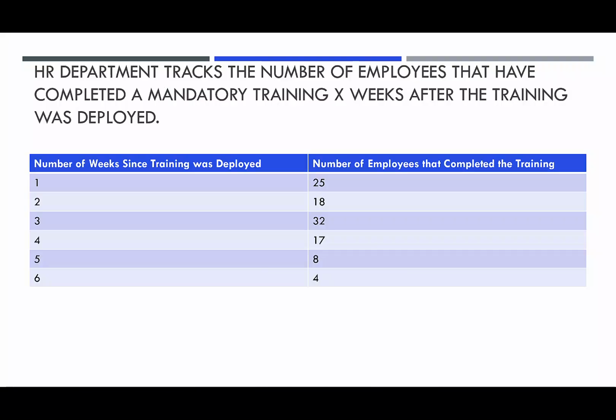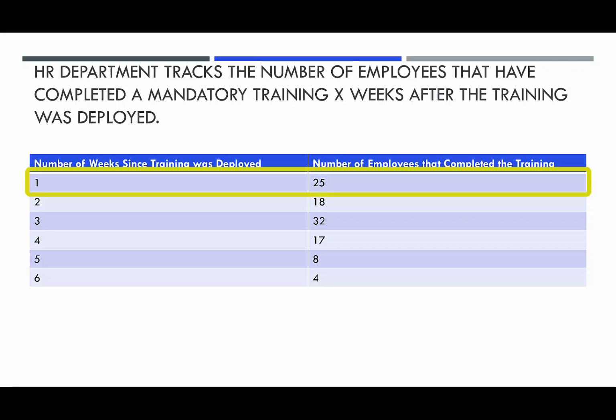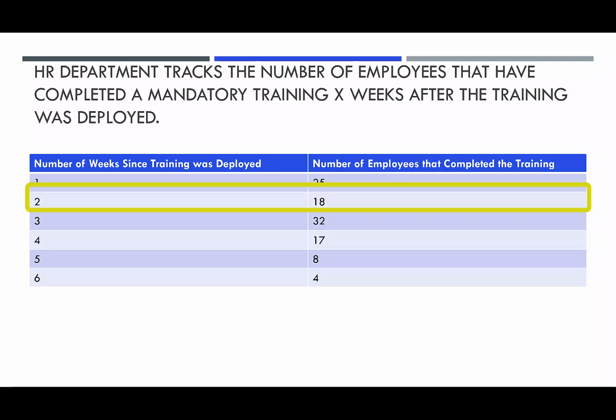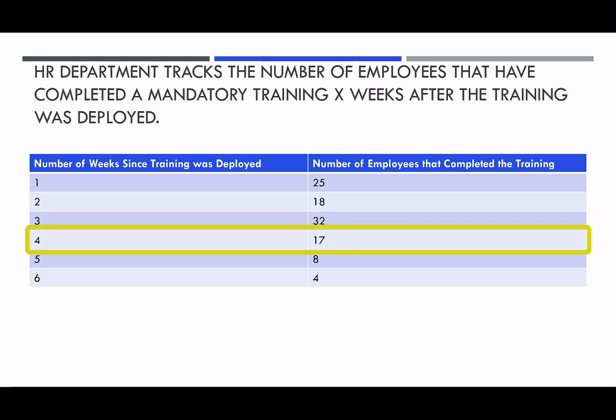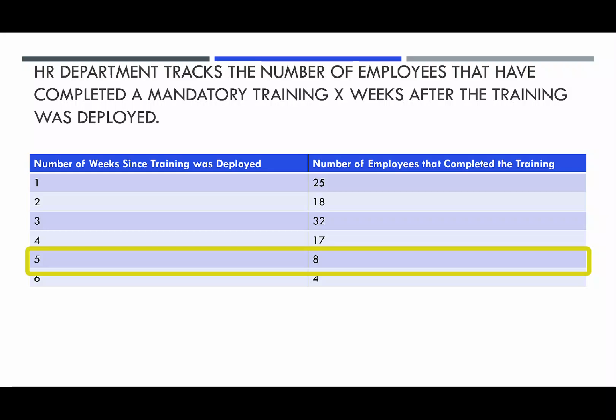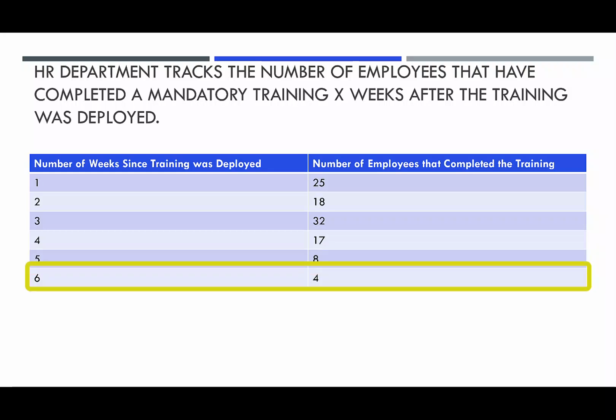For example, if we had an HR department that was tracking the number of employees that have completed a mandatory training X weeks after the training was deployed, we could start with a frequency distribution. Our frequency distribution shows after 1 week, 25 employees completed the training. After 2 weeks, an additional 18 employees completed the training. After 3 weeks, we had 32 more. After 4 weeks, another 17. After 5 weeks, 8 more. And then in the 6th week, we had the last 4 employees complete the training.